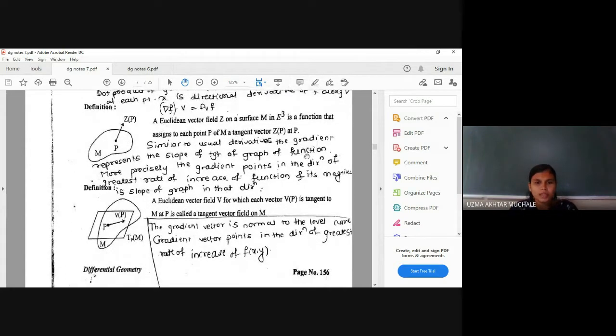Now in the next part, we will prove something about a tangent vector Zp at a point p. What is the definition?